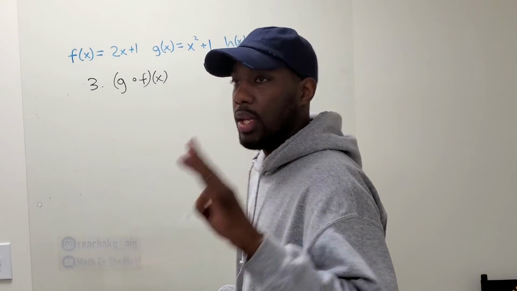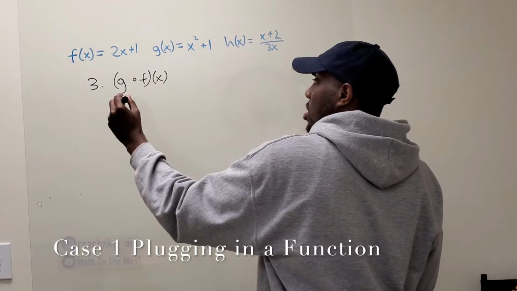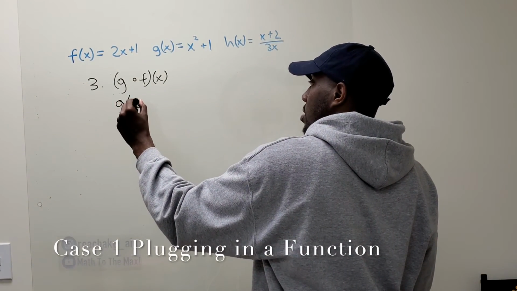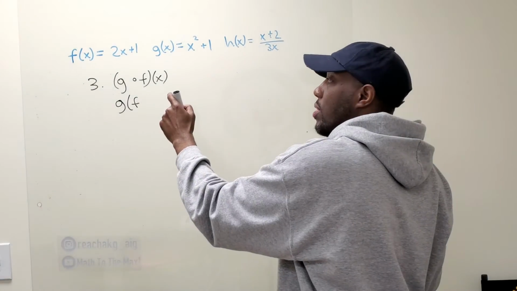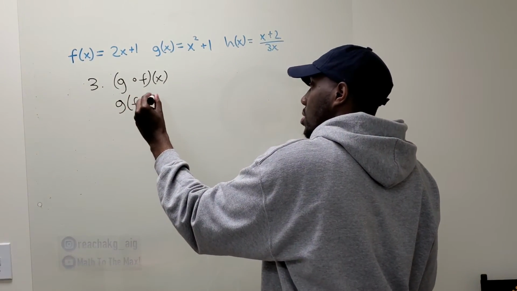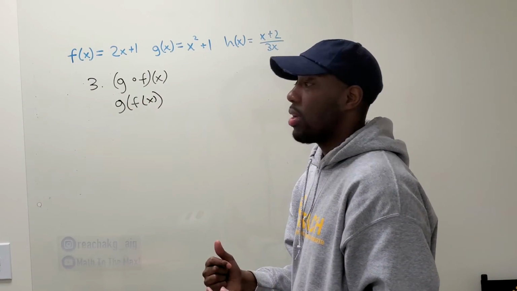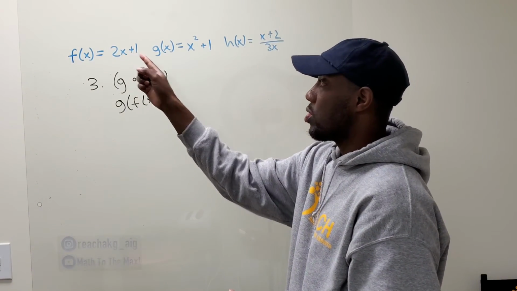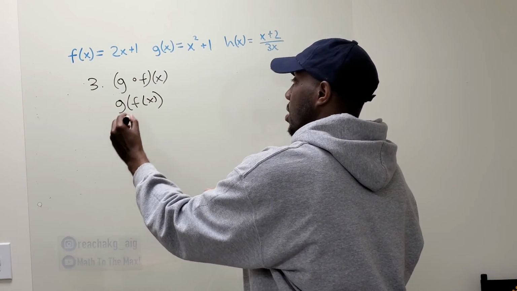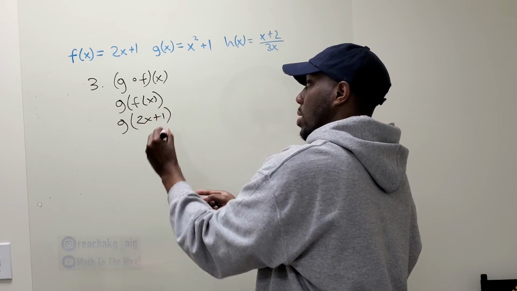All right, number 3. G of f of x. What does that mean? That means you read it from right to left: put the F function into the G function. This is how you rewrite it. Now, what is the F function? I go up here and say, okay, the F function is 2x plus 1. So I replace the F with what it's equal to, which is 2x plus 1.